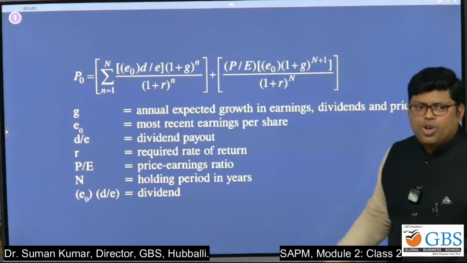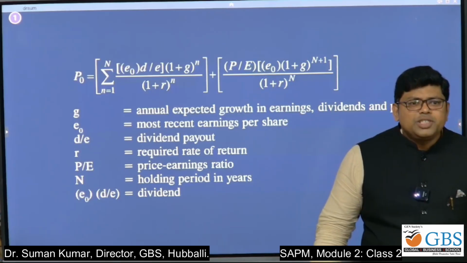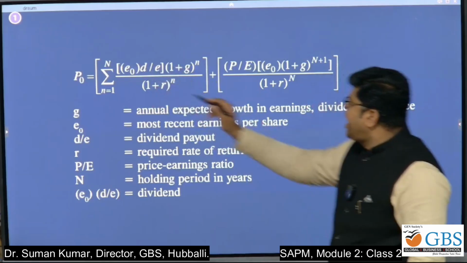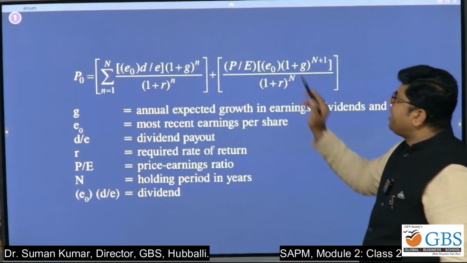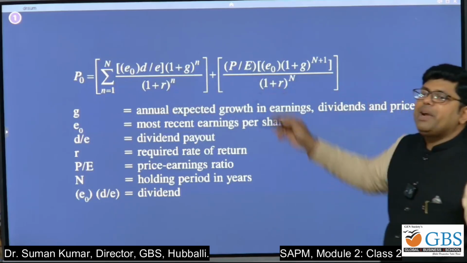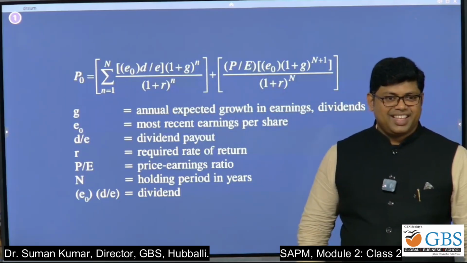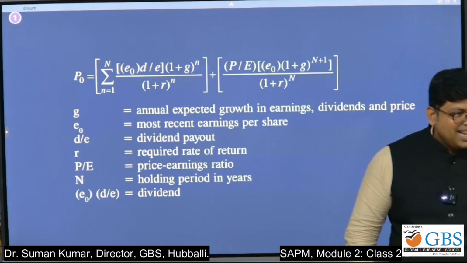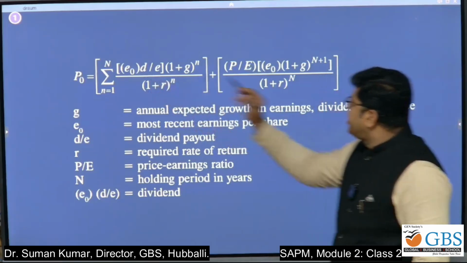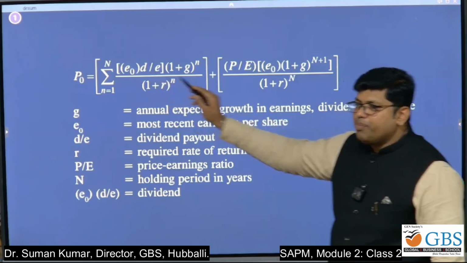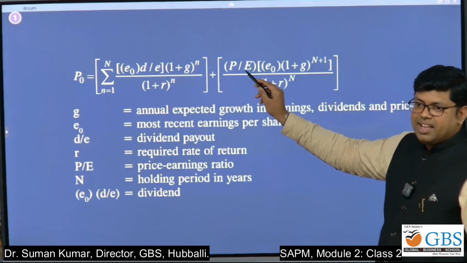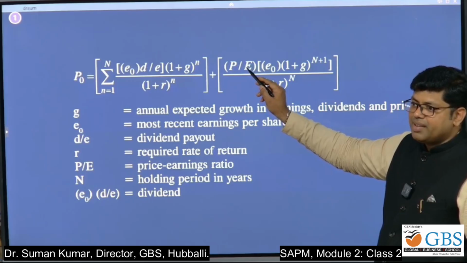PE ratio, price earning ratio. Instead of this, PE ratio, E naught same. Instead of D by E, it is P by E. Understand? See, same E naught. Here dividend payout ratio, but here what is there? P by E, price earning ratio.